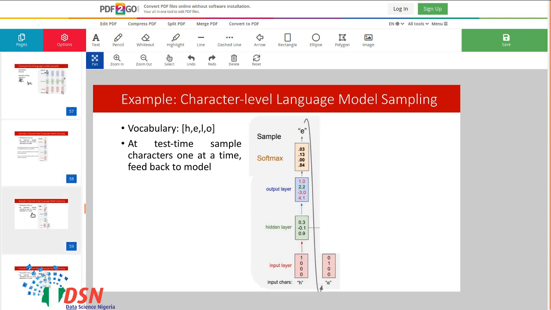But in reality, to get the output or to generate a word, if you have H here, then you get E from the model, then you could pass the output of the model as the input of the model in the next step.